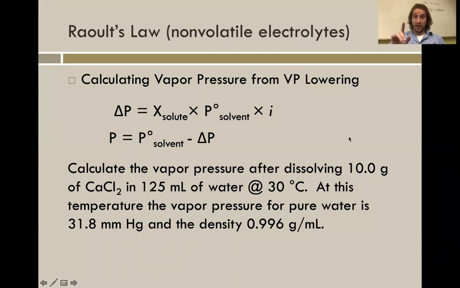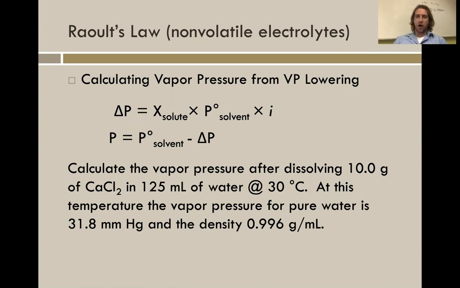Okay, so we've been looking at how we can figure out the vapor pressure if we've added a non-volatile covalent species. We've looked at how we can calculate the vapor pressure if we add a volatile covalent species. Our last piece to talk about is if we add a non-volatile ionic species.